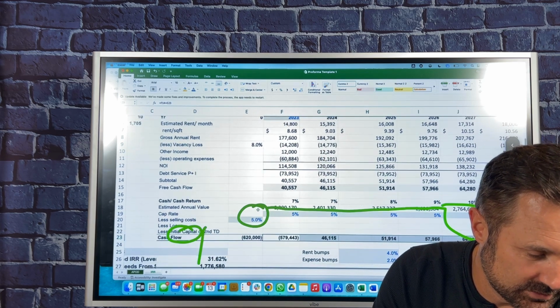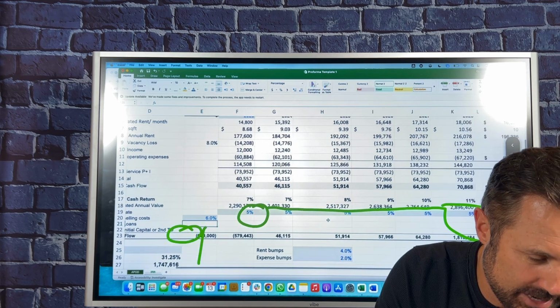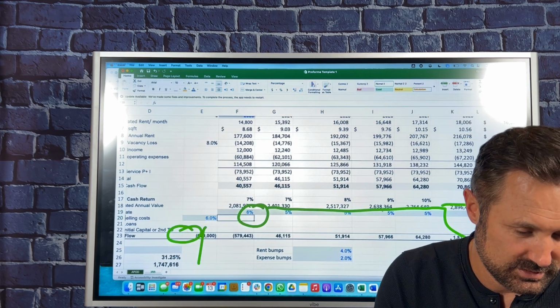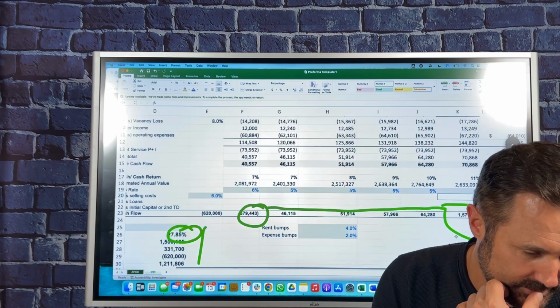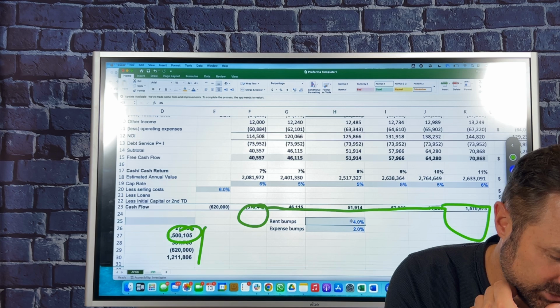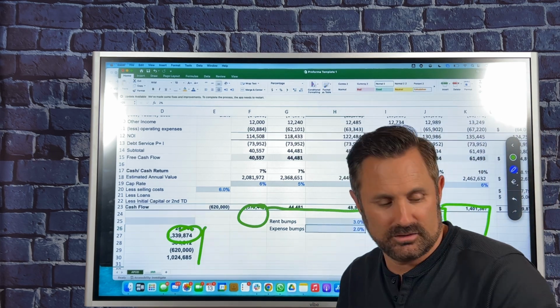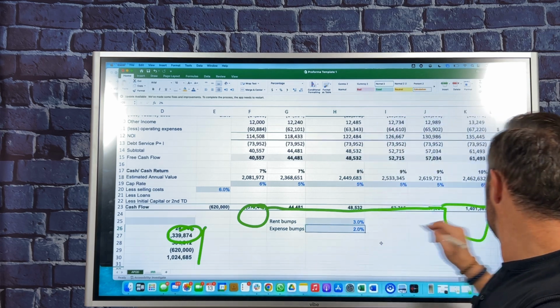Price selling cost needs to be 6%. And I'd be using a cap rate, realistically in this marketplace right now, of 5.5. So come out here at 5.5. Rent bumps, probably 3%. We get into all the details on all this in other courses. I don't have time to go through it in grave detail here.